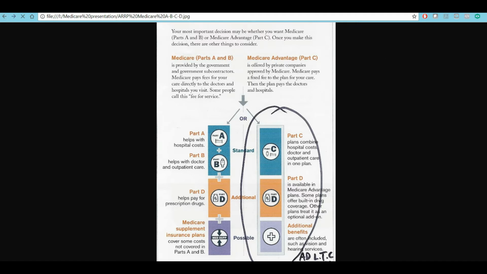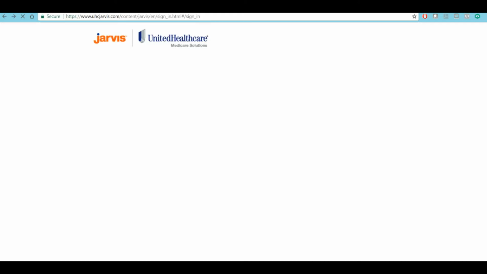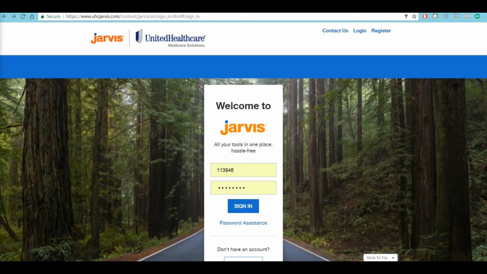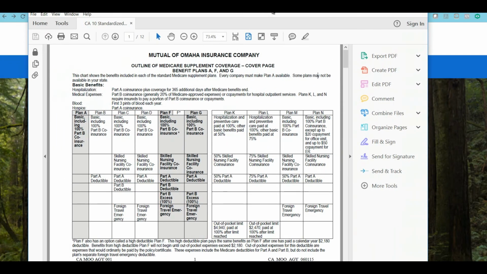Now, when it comes down to the chart that you would want to reference, this chart shows the 10 standard Medicare supplement plans. And this is not Medicare Advantage plans at all. The Medicare Advantage plans are actually governed and regulated by CMS, Centers for Medicare and Medicaid. A Medicare supplement would have A and B working with it, and then these plans, the best plan would be the F plan, and it has 100% of coverage on everything.